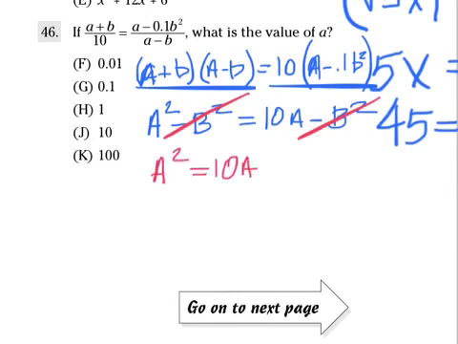I would have to divide by A. You could divide A out of both sides, yeah. And then it would be A equals 10. Yeah, that's it. A equals 10.